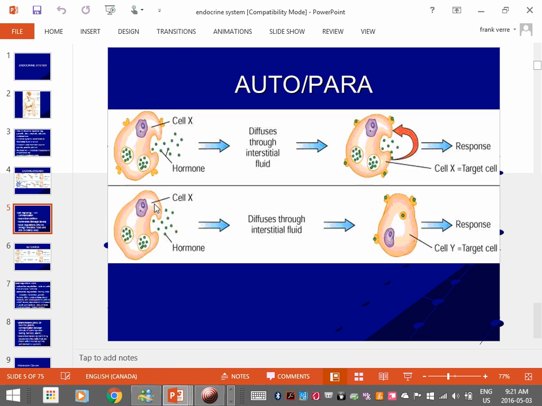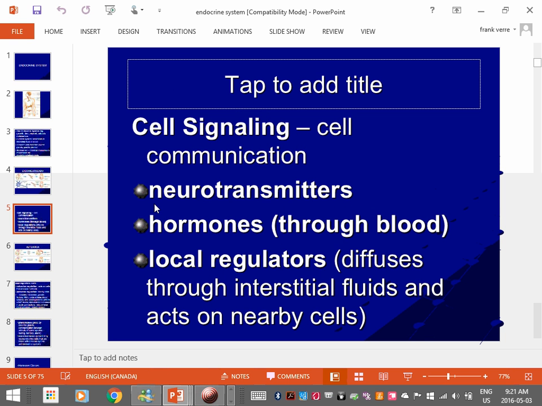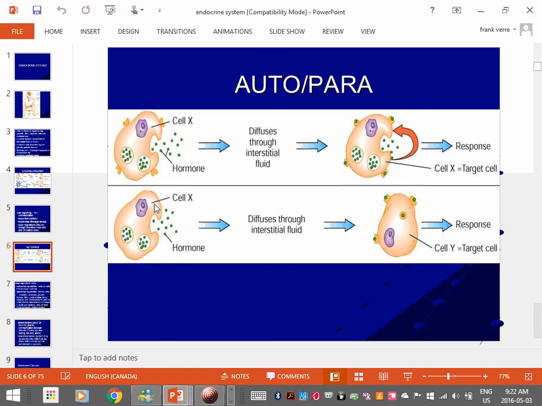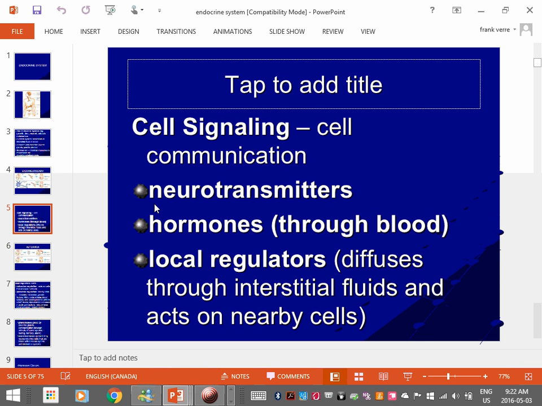We are going to focus on things that travel long distances in your body. So think about ADH, right? Where does ADH come from? The brain. Where does it end up? Kidneys. That's a pretty long distance for a chemical to travel.